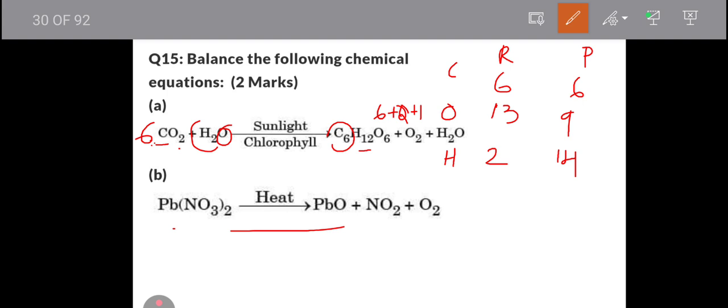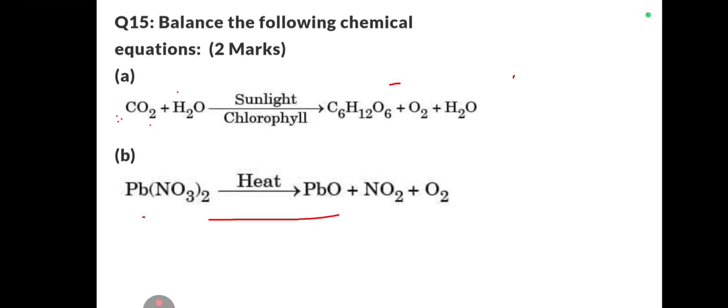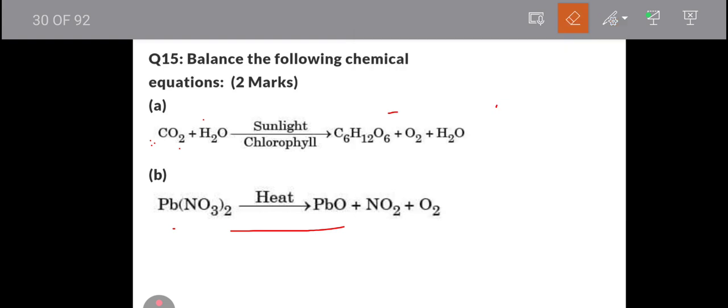Okay, so how we will do the balancing? So what you have to do is, like here you have to make this hydrogen equal, right? So for that, if we put 6 hydrogen over here, okay, what you will be getting, you will get like this, right? So I will just rub this. Okay, so I have already put 6 CO2 over here. Okay, now you have to balance this hydrogen.